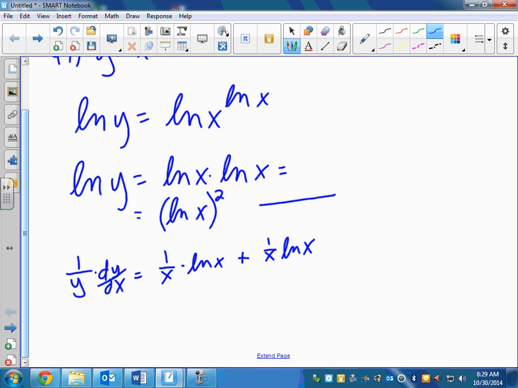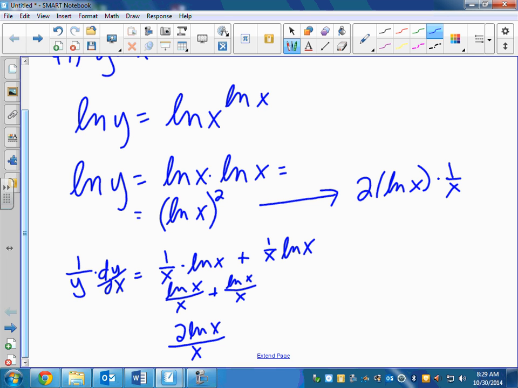Or if you did the chain rule, that would be 2, leave the inside alone, times the derivative of the inside, which is 1 over x. And you do really get the same answer either way, because this is just 2 ln of x times 1 over x. This you would have ln of x over x plus ln of x over x. Common denominator, ln of x plus ln of x happens to just be 2 ln of x over x, which is exactly what you got up here. So that's why it doesn't matter which way you do it, as long as you do the calculus correctly.